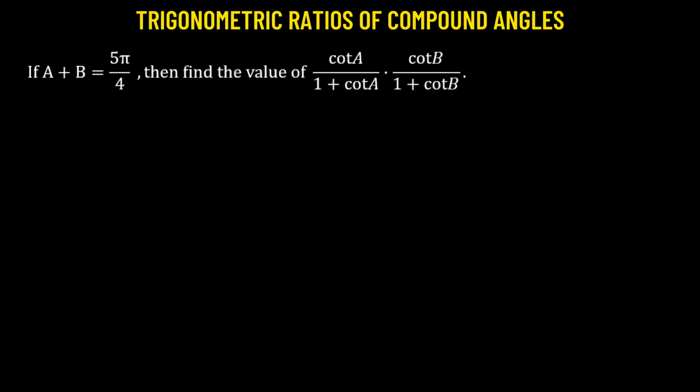We need to find out the value of the given trigonometric expression. And there's a condition given here that the sum of the two angles A and B is 5 pi over 4. Let us begin. So here, we'll start from our given expression.